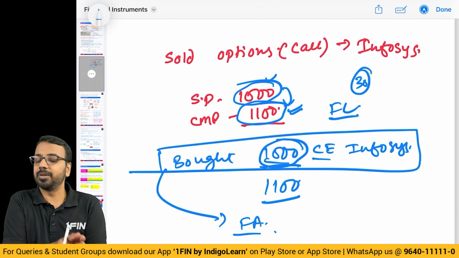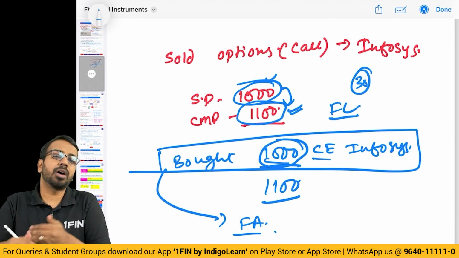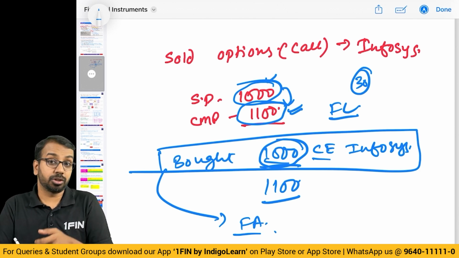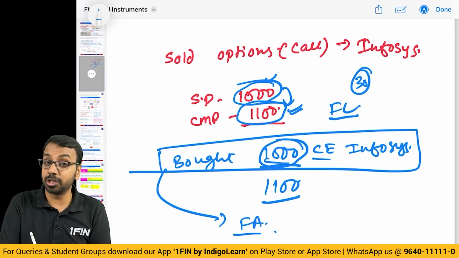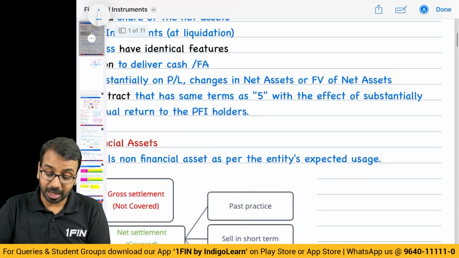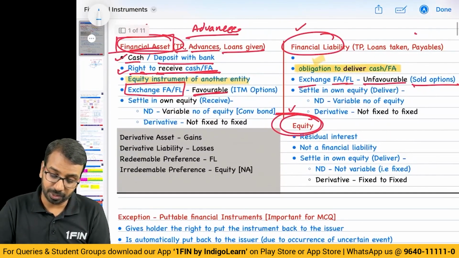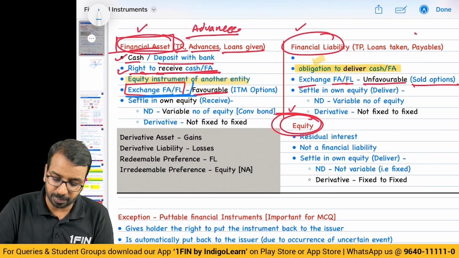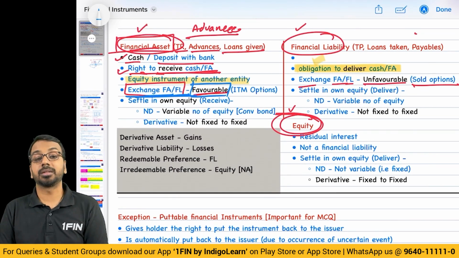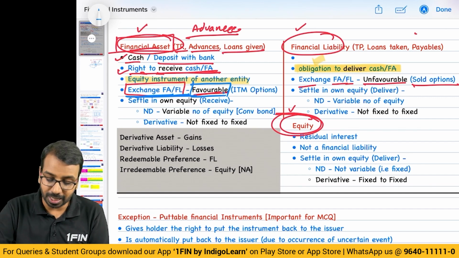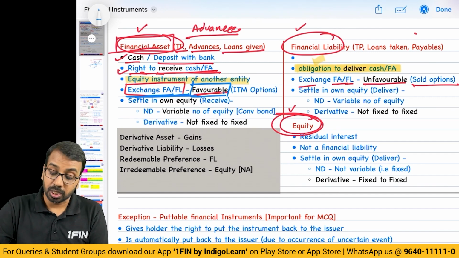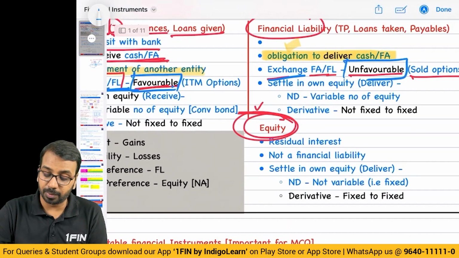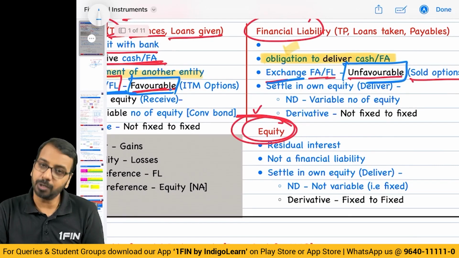Now this I gave with an example of a derivative. For any contract, if the exchange would result in a favorable position, then it's a financial asset, otherwise it's a financial liability. So if you exchange financial asset and financial liability in favorable terms, then it becomes a financial asset. If you exchange and the terms are unfavorable, then it becomes a financial liability.